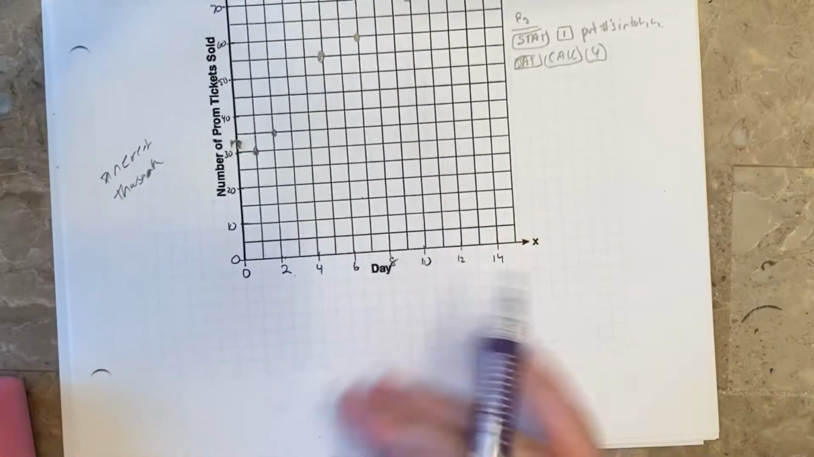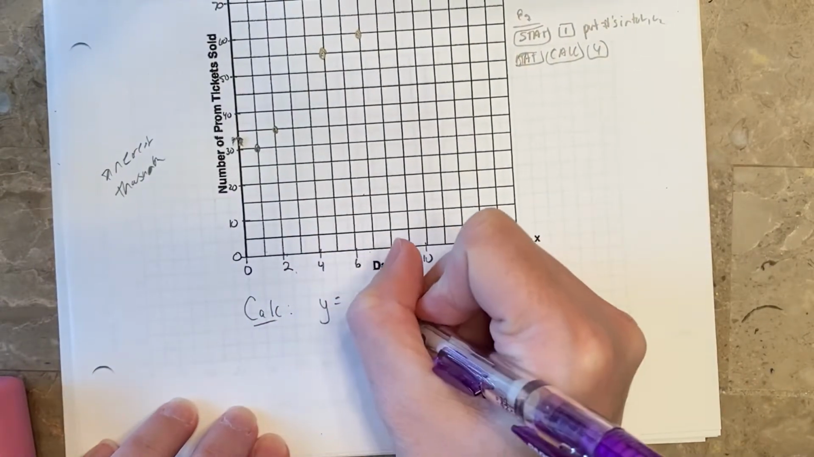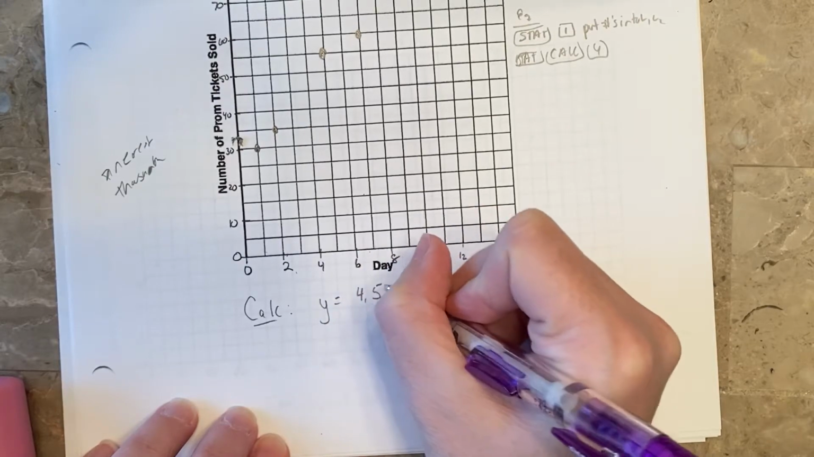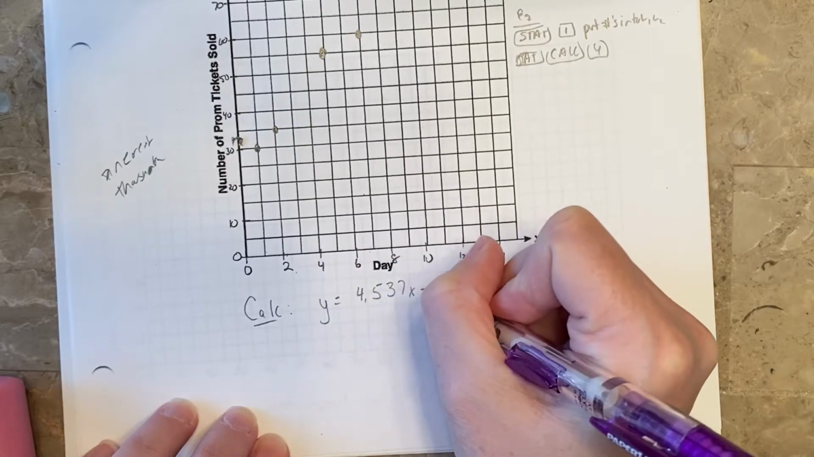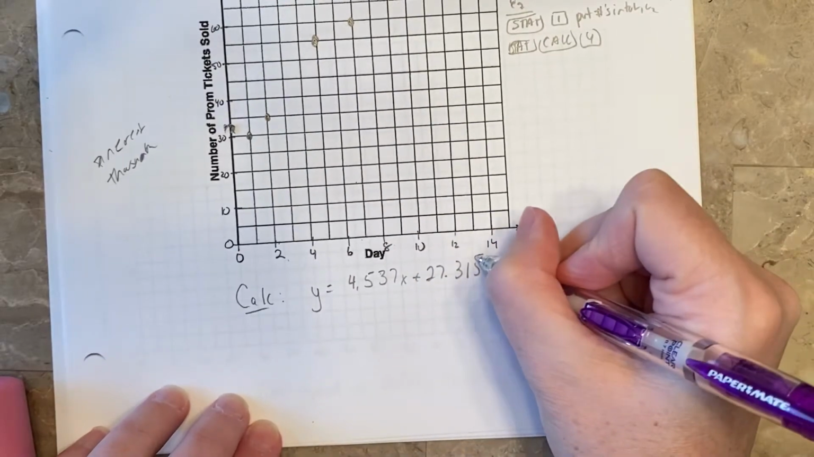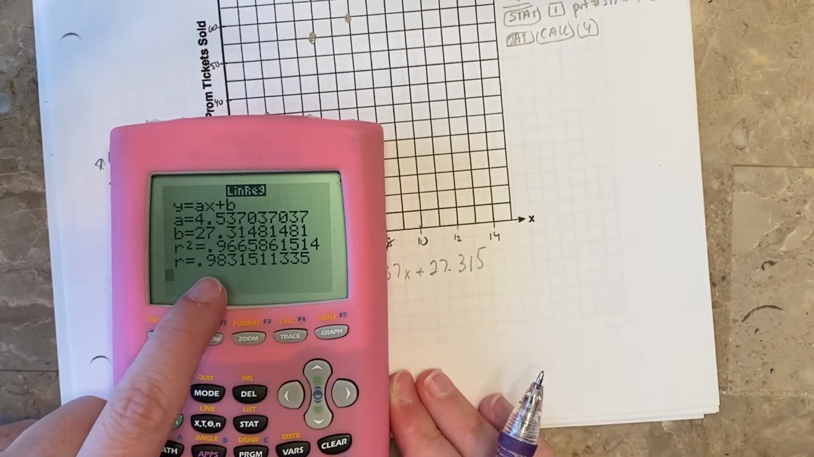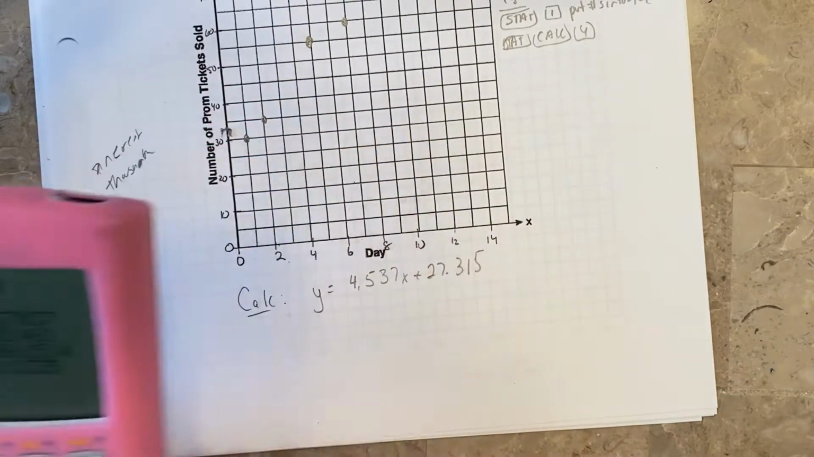All right, so I'll just put my equation right here. Again, this is all from the calculator. So y equals 4.537x plus 27.315. So now, even though it didn't ask for it, I also want you to get in the habit of writing down the correlation coefficient. So tens, hundreds, thousandths, so .983.